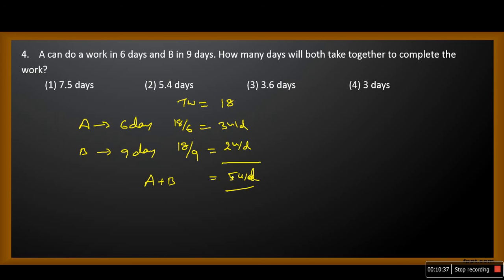Now what is the question? How many days will both take together to complete the work? Simply, the number of days required is equivalent to total work. What is the total work? 18 divided by work done per day. What is the work done per day? A and B together, 5 units per day. On simplification you will get 3.6 days. So the answer is option 3.